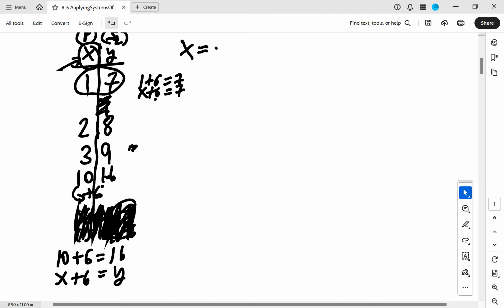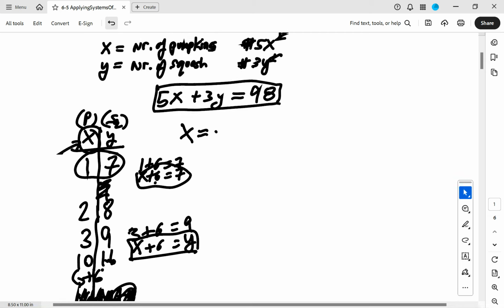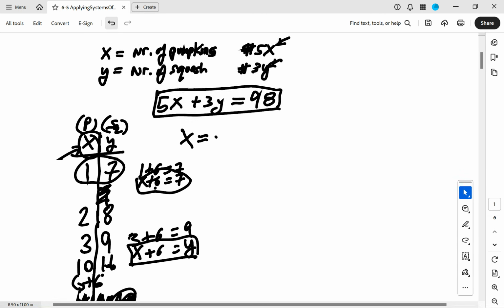Here, let's do it with a 3. 3 plus 6 is equal to 9. The 3 is the number of pumpkins, plus 6 equals y for the squash. So it's x plus 6 equals y, so you can put any number in for x now. 100 pumpkins would mean 106 squash. So back up here, I am going to say that x plus 6 is equal to y. Or we could say y is equal to x plus 6, either way.